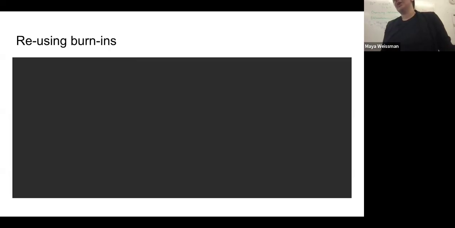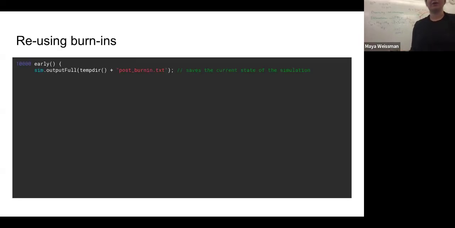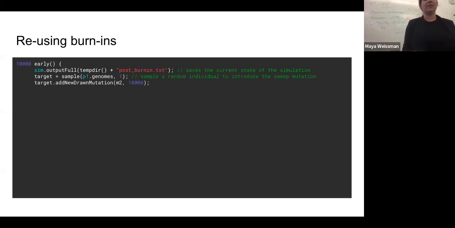One way of optimizing simulations is to reuse your burn-ins. I know some people who will write one burn-in and then reuse that for 20 different replicates later on. Or if you're doing a case where you're trying to add a new mutation and want to see if it reaches fixation, if it doesn't, you can just return to start. So this is a very simple recipe where at the end of your burn-in, you say sim.output full. In this particular recipe, I'm taking a target, sampling that target, and giving that target a brand new drawn mutation, which is what Yashis was talking about earlier.